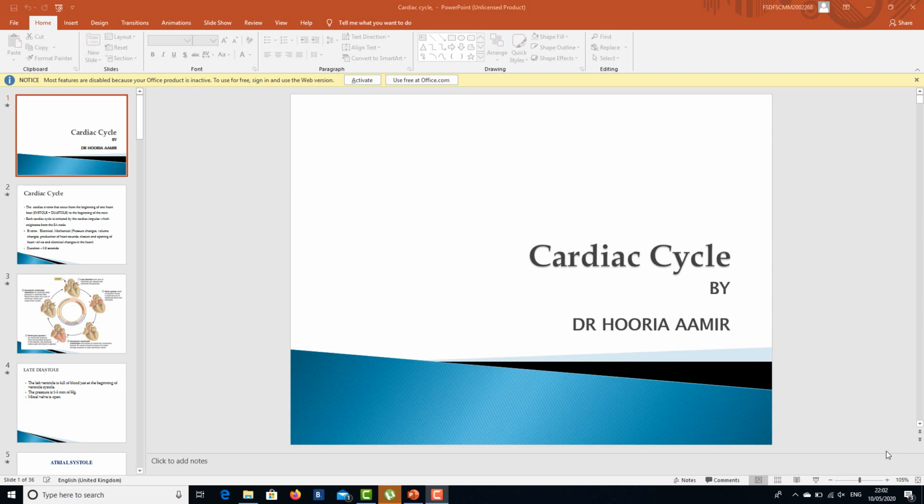I welcome all my students of first year MBBS and BDS in this session in the portion of heart physiology. And what is that? That is the cardiac cycle. Now this cycle is very important from your examination point of view. It is very important from theory as well as from the viva point of view.